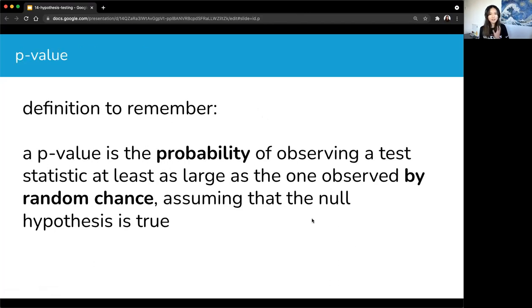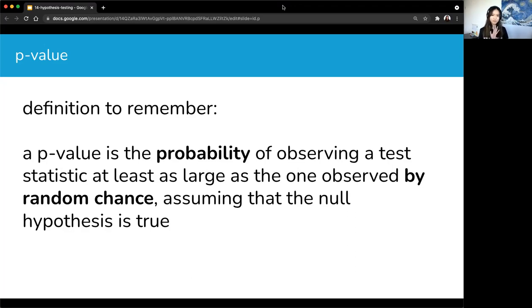We talked about p-value briefly, but here's a formal definition. A p-value is the probability of observing a test statistic at least as large as the one observed by random chance, assuming that the null hypothesis is true. To break down what all of that means, usually when you're testing something with a p-value, it acts like a threshold. If you remember the diagrams that I drew last week, a p-value acts as a threshold for the probability of observing a test statistic by random chance.